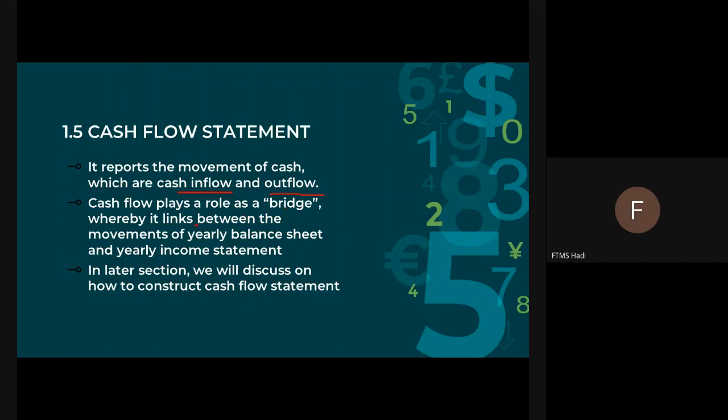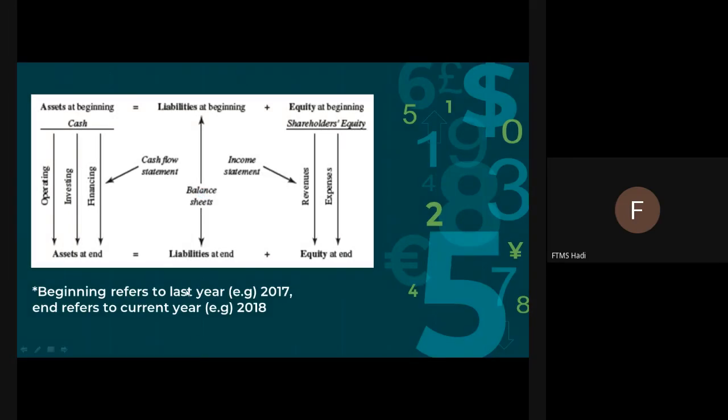It also plays as a bridge, linking the movement of the yearly balance sheet and the yearly income statement. When I say yearly, it means that to analyze cash flow, you need to look at the current year and the last year. I repeat, when we talk about the bridge between the yearly balance sheet and income statement, to analyze the balance sheet you need to compare this year and last year. You will see that later in the calculation. In a later session, we will discuss how to construct the cash flow statement. As you can see, there is a gap. Why does this gap exist? Because this is the beginning, which means last year, and at the end, which means the current year.